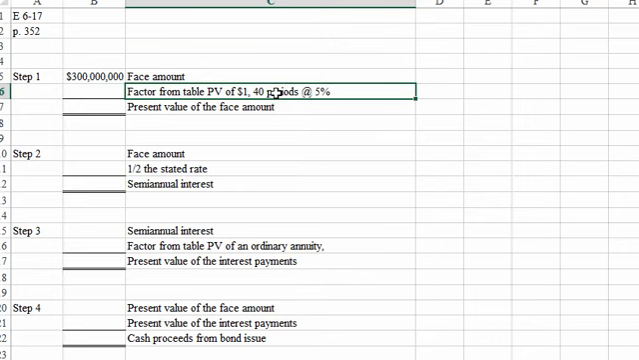All right, so we'll go to a factor from the present value of $1 table. Again, that's on page P-2 in the back of your book. We're going to come to 5% and come down to the very bottom of the column. 40 periods, 0.14205.